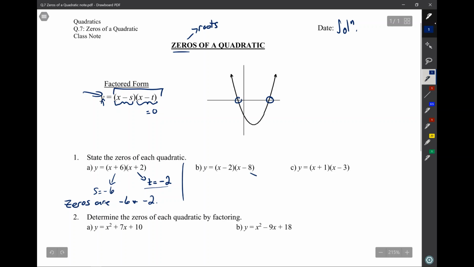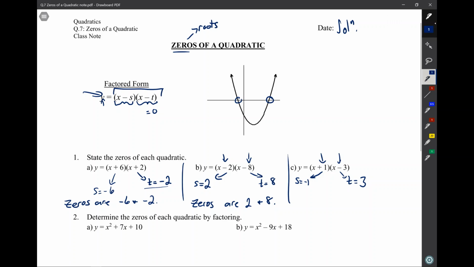The next one, I'm not going to spend as much time on it. For the next one, I can pull s equals +2 this time because it's a negative within the brackets, and t equals +8. So my two zeros are 2 and 8. And for c here, I can pull out s equals -1 because it's a +1 in the brackets, and then t equals +3 because it's negative in the brackets.